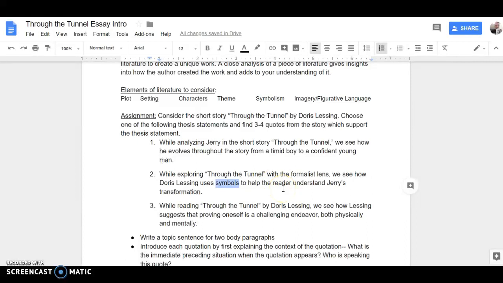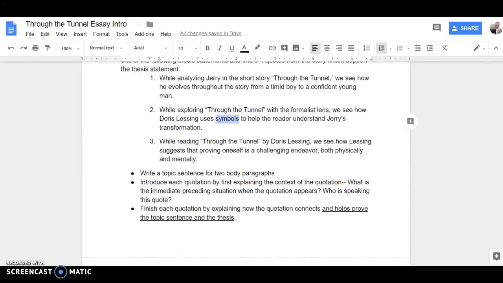Okay, so how do these symbols help us understand Jerry's transformation? Right. And then option number 3: while reading "Through the Tunnel" by Doris Lessing, we see how Lessing suggests that proving oneself is a challenging endeavor both physically and mentally. Right? So, while you're doing this, one can be a little challenging.